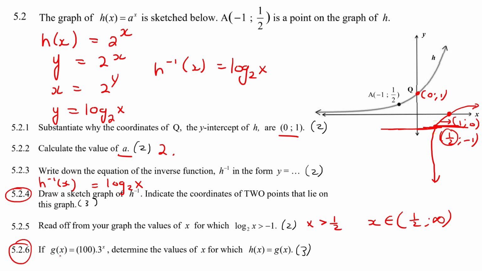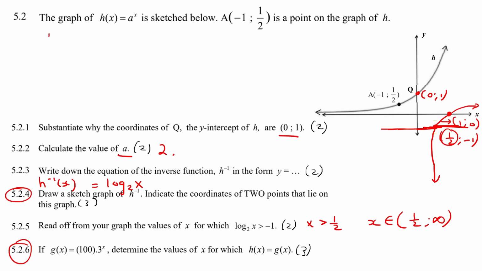This last one says that if g is equal to that, determine the values of x for which h is equal to g. Okay, so let's go have a look at this weird looking question. So we're just going to make h equal to g. So h of x equals g of x. And so h of x is our original equation, which was 2 to the power of x. Or it was a^x, but we know that a was 2. And then g of x is 100 times 3 to the x.